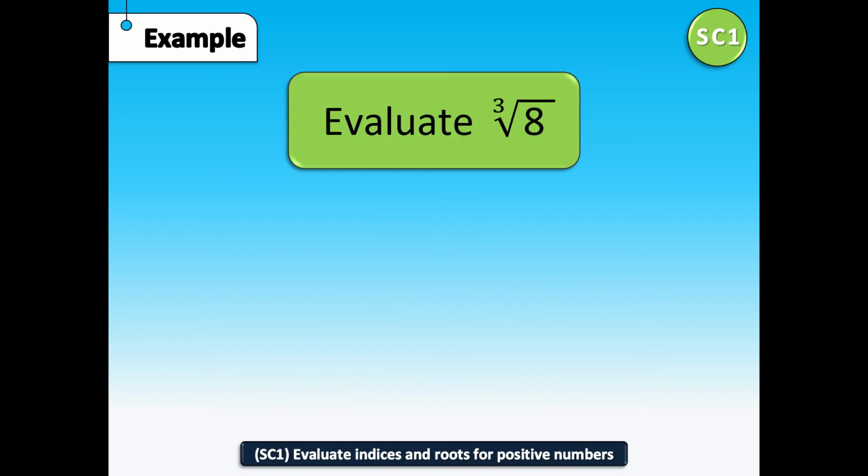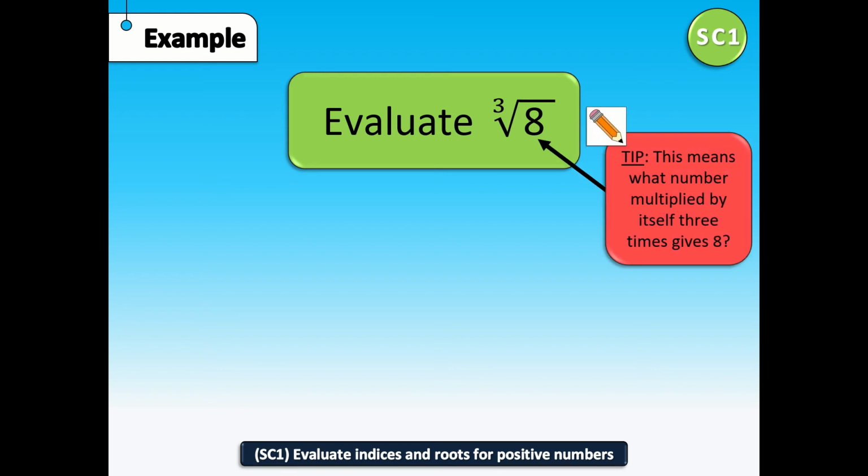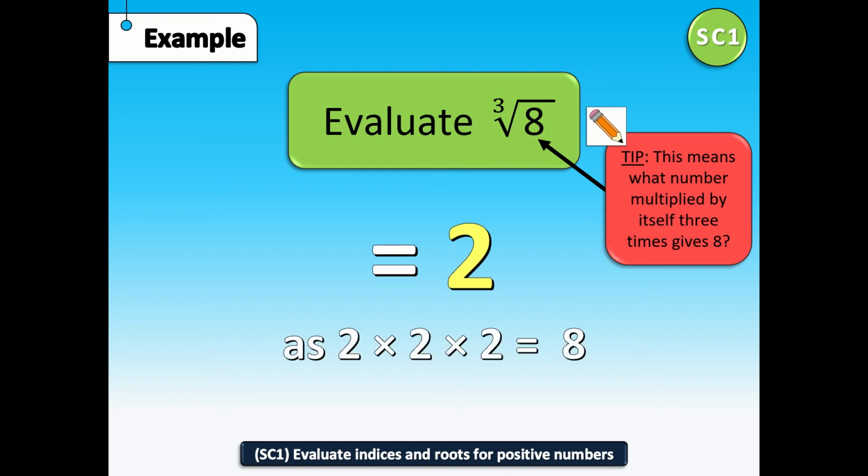This means the cube root. So we want the cube root of 8. So in other words, what number, when you times it by itself 3 times, gives 8? Well, the answer is 2, because 2 times 2 times 2 is 8. It can't be minus 2 this time, because minus 2 times minus 2 is positive 4, but if we times by minus 2 again, that becomes minus 8. So we can't have a negative answer here.